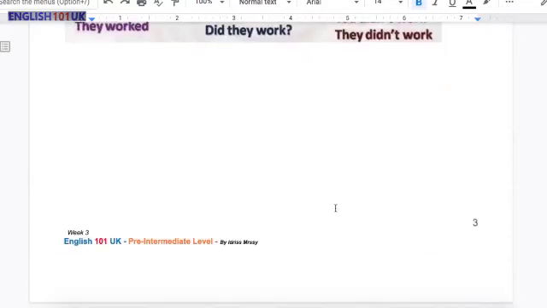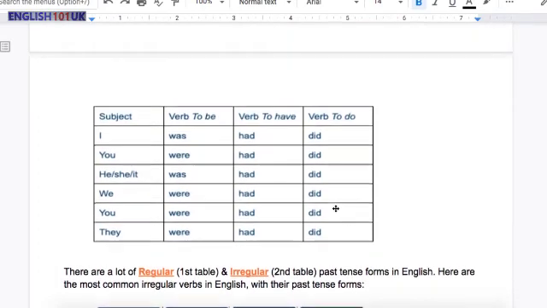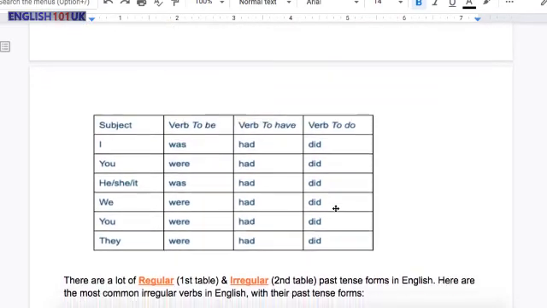How about the irregular verbs? Some are irregular. For example, we have the subject, which is the pronoun, and we have the verb to be. In the past it becomes was, for example. So instead of saying I am, we say I was. I am the teacher. I was a teacher.